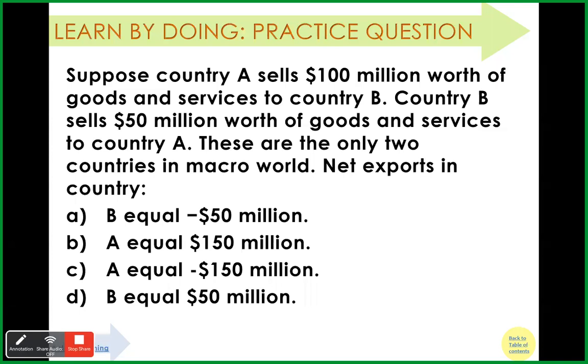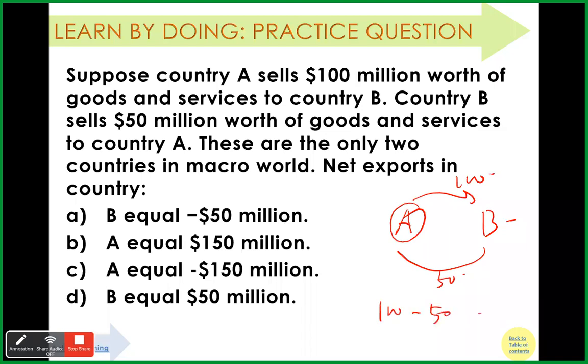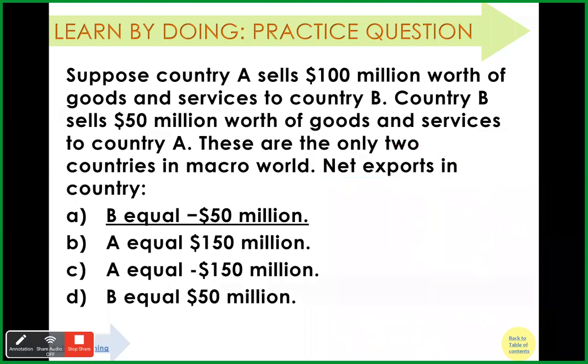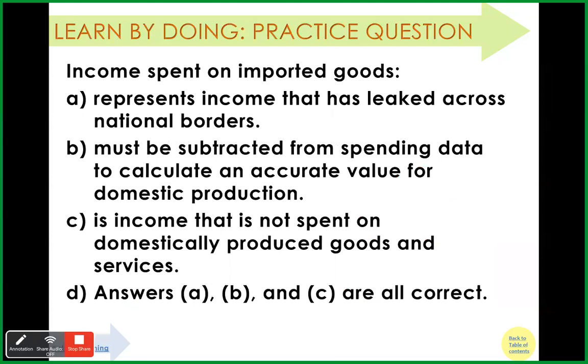So to understand import and export is very simple. Okay, so A sells 100 and B sells 50. There are only 2 countries. And then for A, the net export is 100 minus 50. Right, the net export for A. So that immediately means B has a net export of negative 50. These are reciprocal. There are only 2 countries, right? So the answer is A. Okay. Question? No.